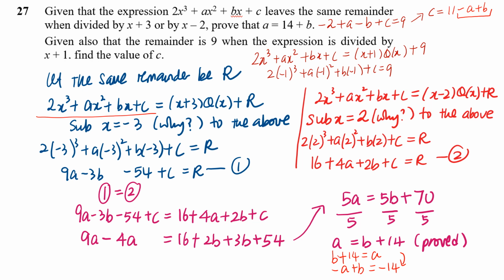So this is where I'm going to substitute it here. Put the star, the asterisk, here, and then the asterisk here. So therefore c is equal to 11 minus 14, which gives you negative 3. Okay, that's how you find the value of c.